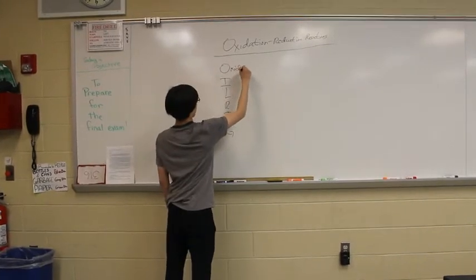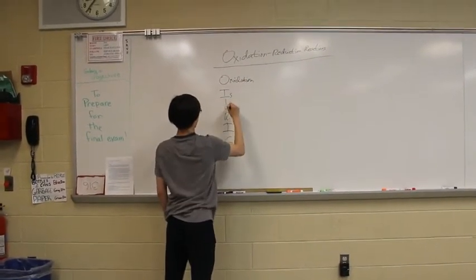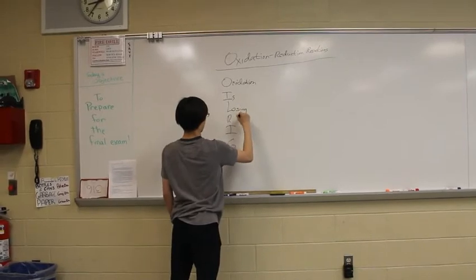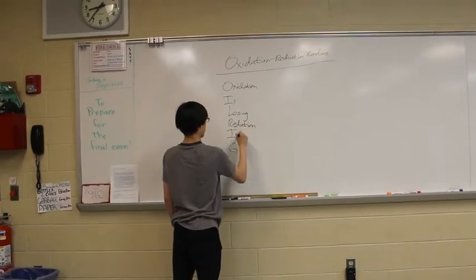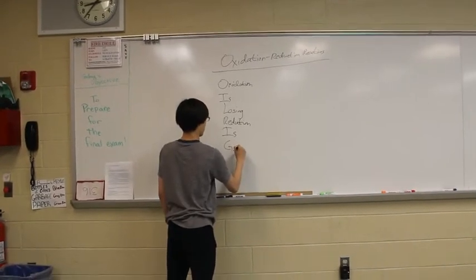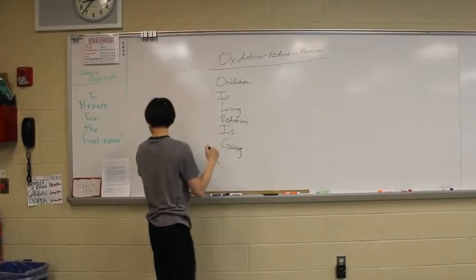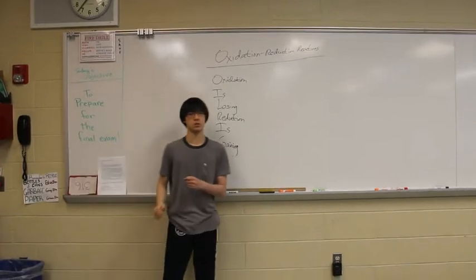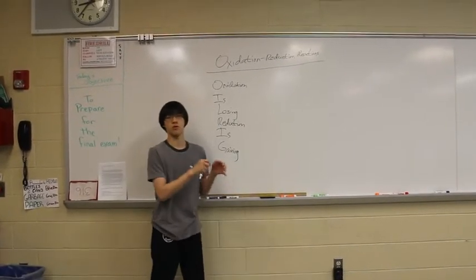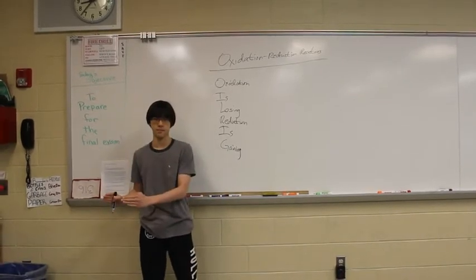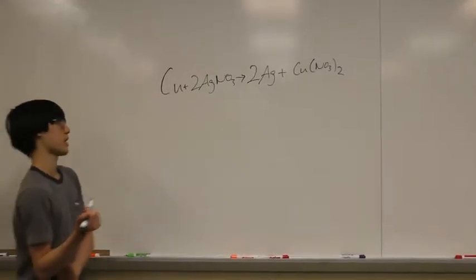Oxidation is losing, and reduction is gaining. These two processes must occur at the same time, because if electrons are transferred, they must go from something to something.